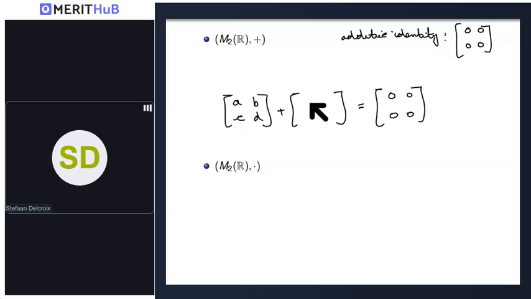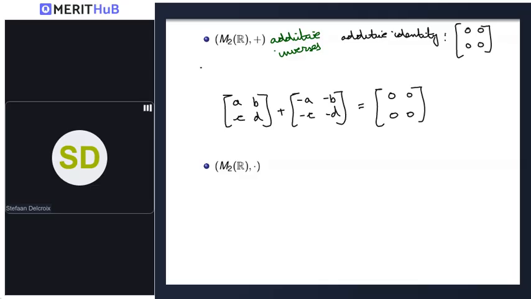So what should I write here? What should be the element in the first row, first column of the inverse? The opposite of A, the opposite of B, opposite of C, opposite of D. So that means every matrix has an inverse. So we do have additive inverses. And now we also have our notation, and again, it makes perfect sense.